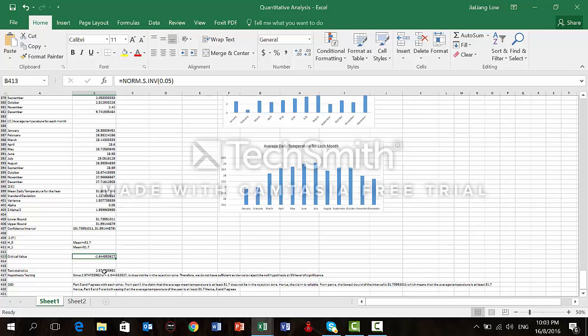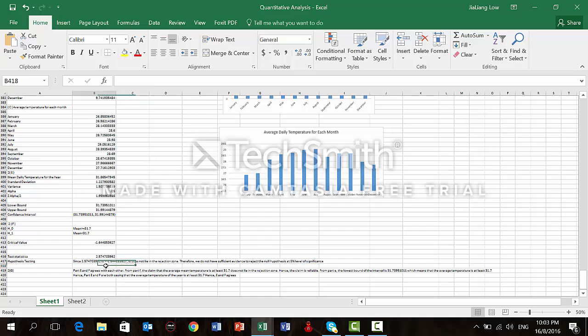And then for the test statistic here, I calculated manually, and you get the answer 2.57. Therefore, since 2.57 is not in the zone of negative 1.645 or less, we do not have sufficient evidence to reject the null hypothesis at 5% level of significance.